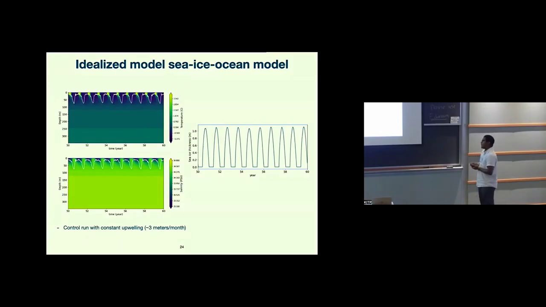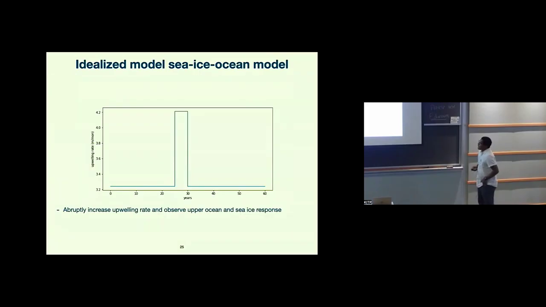And so for this run, we basically set everything constant in time except the incoming solar radiation. So that's the only thing that's driving seasonality. And we have this constant upwelling rate of 3 meters per month. And so the first thing we're going to do is just see how this model responds to an increase in upwelling. And we're going to do that really simply. We're just going to apply this step change in upwelling rate. This is roughly 1 standard deviation computed from wind stress curl, and look at the ocean and sea ice response.